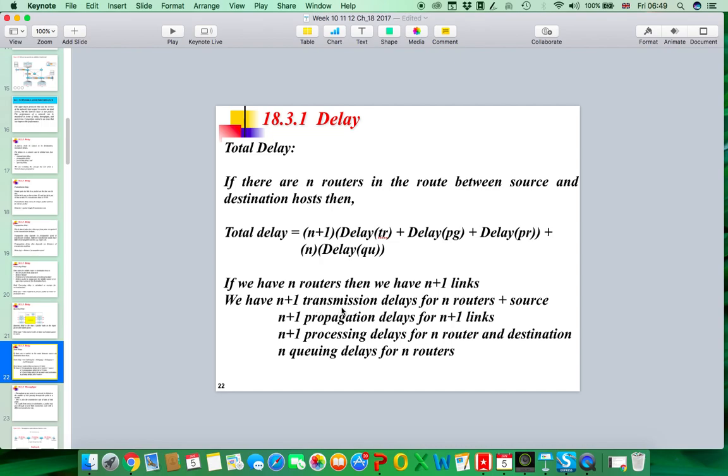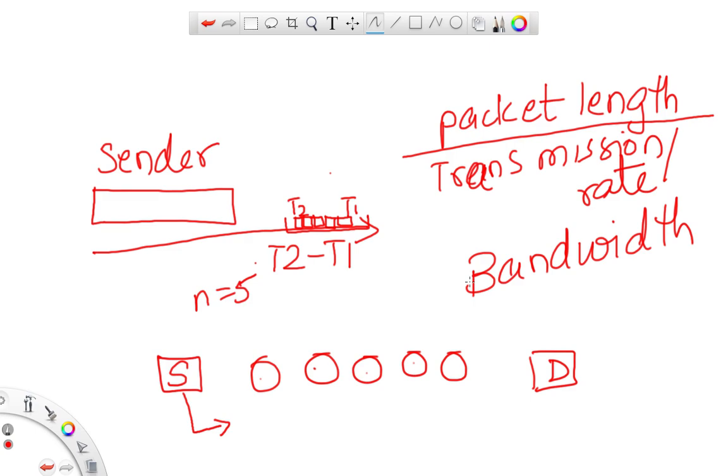So the transmission delay, now it says if we have n routers, then we have n plus 1 links, okay? Now we have, as we said, 5 routers. So we have 1, 2, 3, 4, 5, and 6. So we have n plus 1 links, okay?